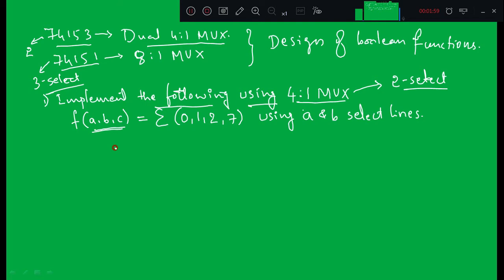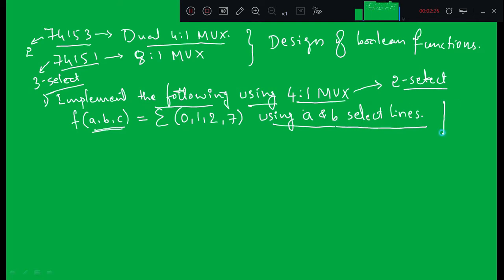When they are the same, the design is very easy. Even in the exam they will not ask straightforward designs where the number of inputs and the select lines match. They will give a function in which the two do not match, like this. So let us see how to design this function using a 4:1 mux. And in the question he has clearly said you have to use A and B as select lines.